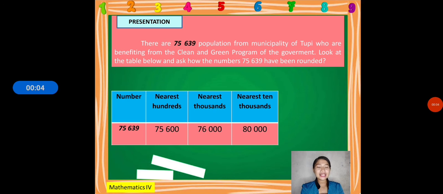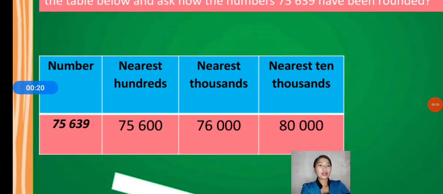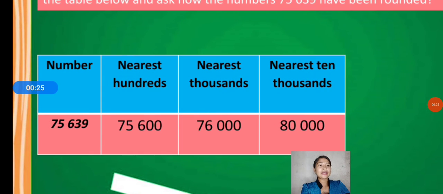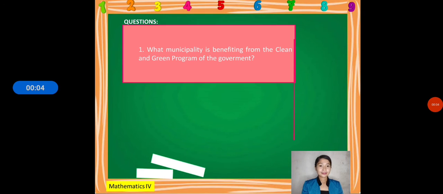Now for our presentation, there are 75,639 population from the Municipality of Tupi who are benefiting from the Clean and Green program of the government. Look at the table below and observe how the number 75,639 has been rounded. Okay, let's answer the questions. Number 1. What municipality is benefiting from the Clean and Green program of the government?